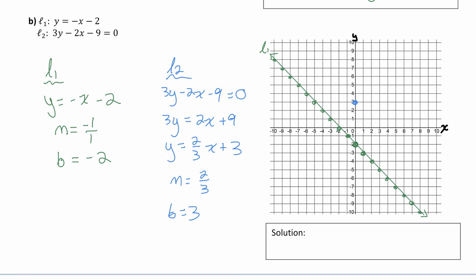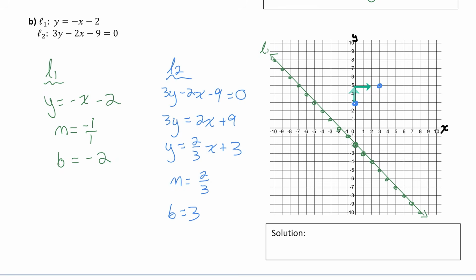Start by plotting the y-intercept at 3, and then use the slope, which is rise 2, run 3, so up 2, right 3, to plot more points. And then down 2, left 3 to get points to the other side.